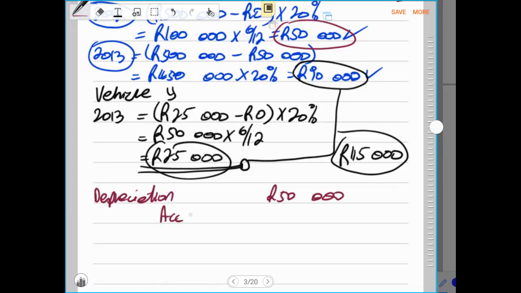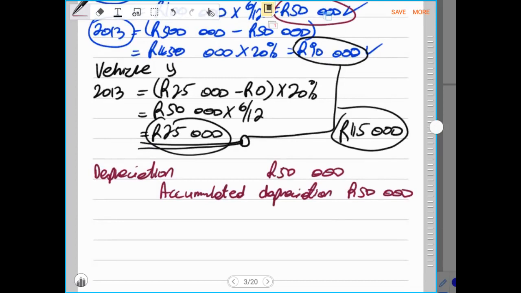Then the contra entry will be accumulated depreciation for vehicles, and the amount is 50,000 rands. And in 2013, now this was 2012.